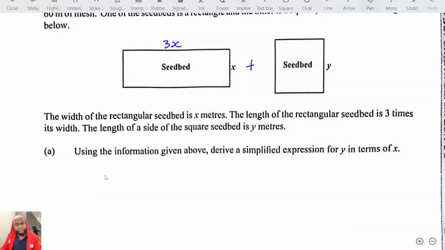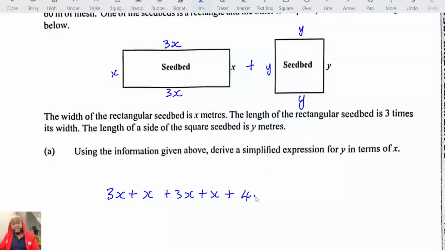How do we get the perimeter of this rectangle? What do we add in? 3x plus, so here's 3x also. What is this? x. So we have 3x plus x plus 3x plus x. Everybody good there? Plus, what am I adding? What is the perimeter of the square? Here's y, and here's y. So it would be 4y.